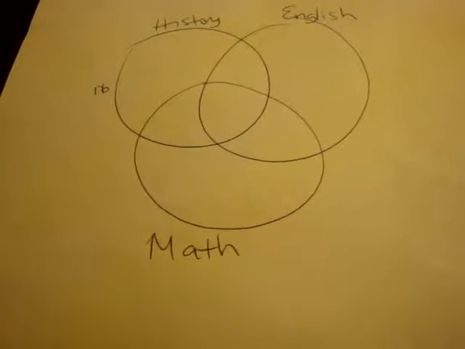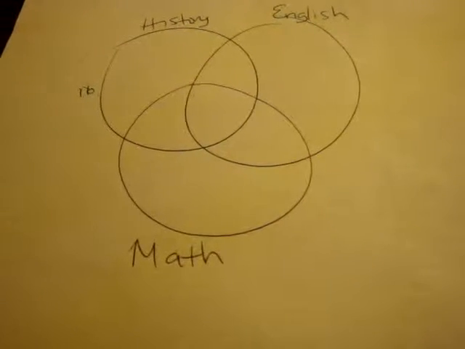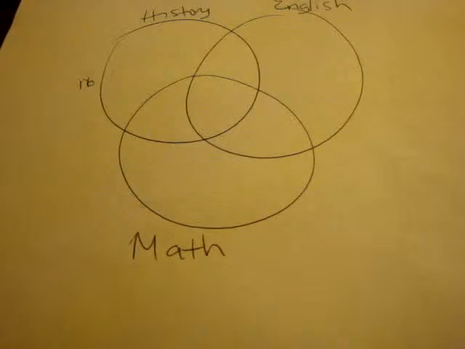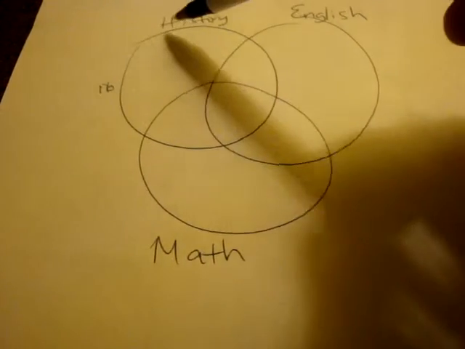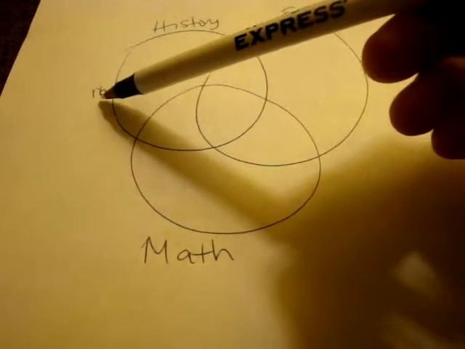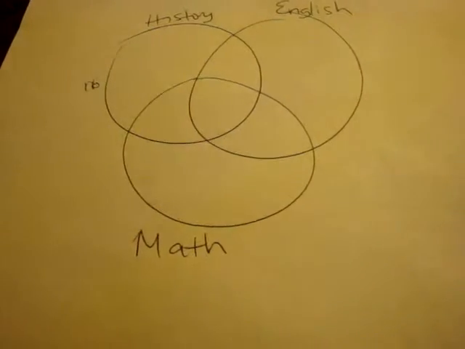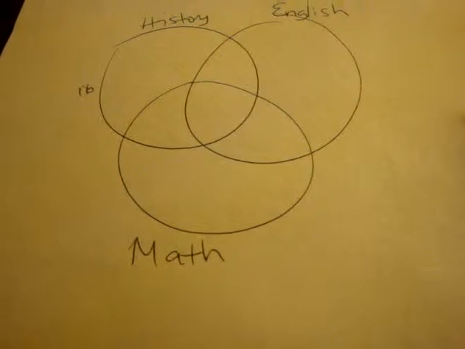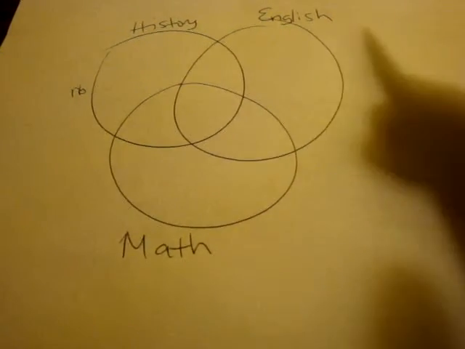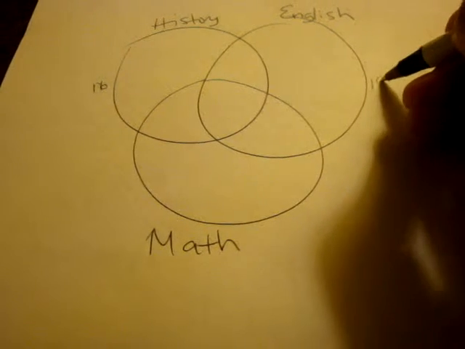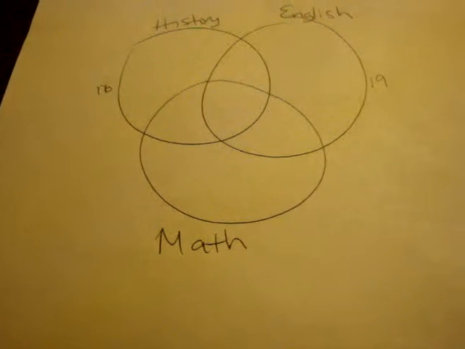Okay, the problem says that according to a student survey, 16 students liked history. That means in this whole history circle, total we're going to have 16. So I'm going to write 16 over here so that I can remember that. It says 19 students liked English, so that means in this whole English circle there's going to be 19 total. So I'm going to write 19 right here just to remind me.